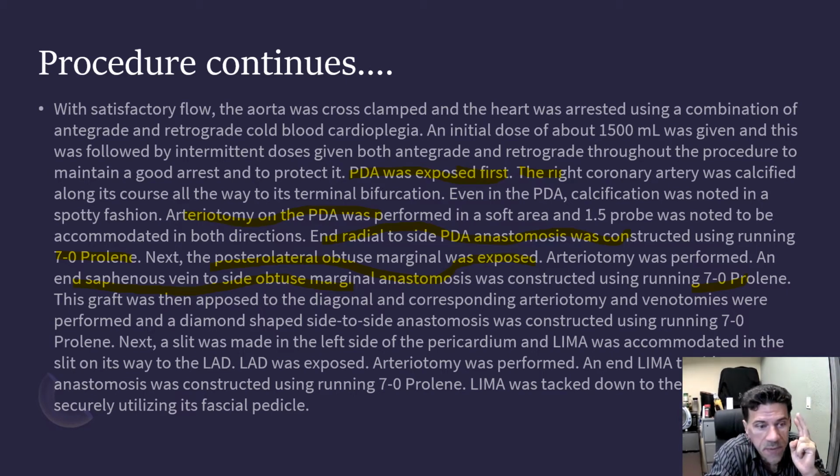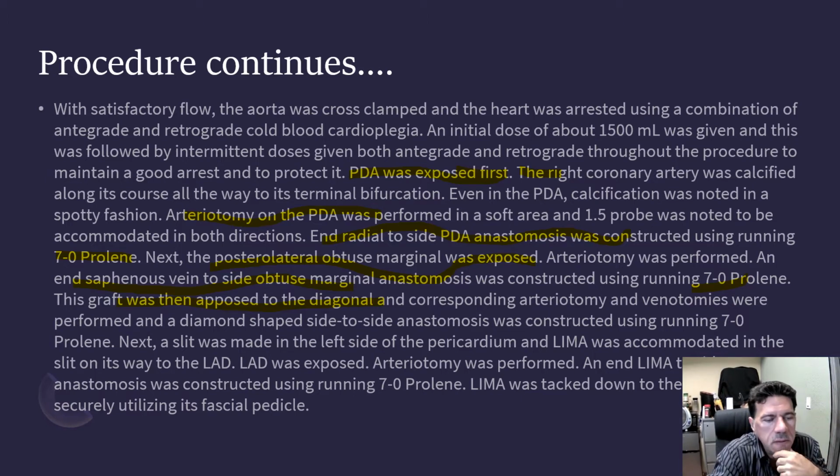Now, arteriotomy was performed. A saphenous vein side obtuse marginal anastomosis was constructed using the 7 prolink. This graft was then opposed to the diagonal. So the same saphenous vein, they opposed it to the diagonal. So we have the obtuse marginal and the diagonal, right? Same device to coronary arteries, all right? In total, 3 coronary artery bypasses with 2 devices.